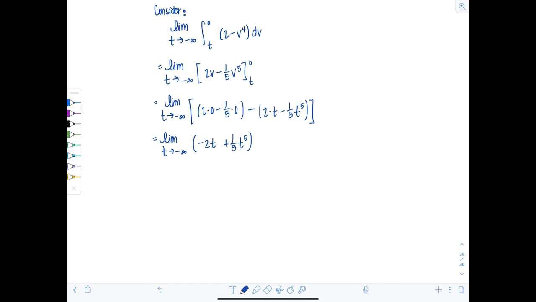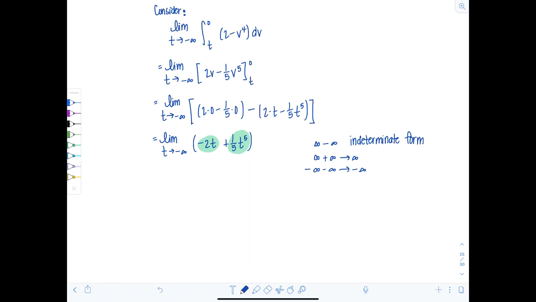Okay, now be careful here, because if t goes to negative infinity, this term would be going to positive infinity, and then 1 fifth t to the fifth would be going to negative infinity, and this is an indeterminate form, if you'll remember, infinity minus infinity, basically because you don't know which one's growing faster. Infinity plus infinity, that goes to infinity. Or negative infinity minus infinity, that goes to negative infinity. But when they're going opposite ways, you have an indeterminate form.